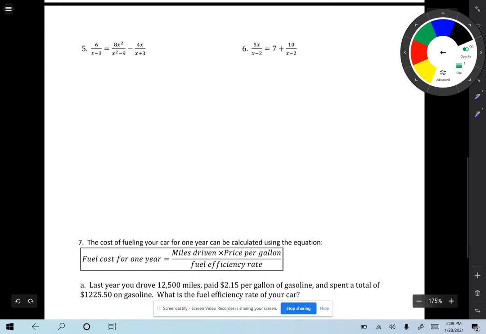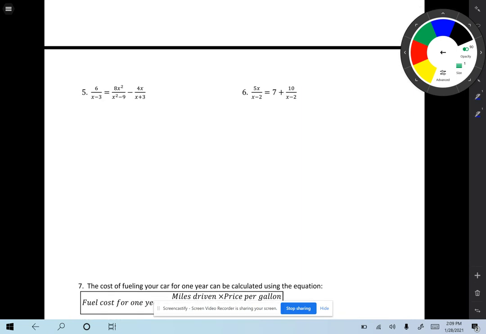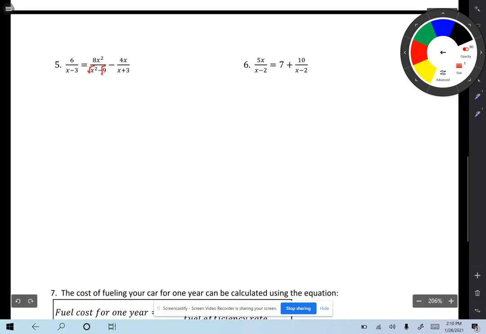Okay, moving on to the back two problems. So this is the one where we will have to factor. So we want to first factor the denominator, and hopefully you remember that these are nice numbers you can take the square root of. It's a difference of squares. I'll still write small, but I'm going to make my screen bigger.